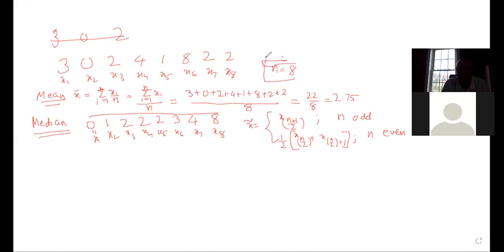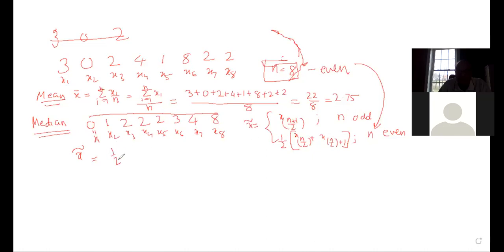I'm sorry guys, let me erase this part. So n is equal to 8, and n equal to 8 is an even number. So let me write even over here. Because n is an even number, that means we are going to use the second part of the definition. So our x tilde is equal to x of n by 2. N by 2 means 8 by 2, that is 4.